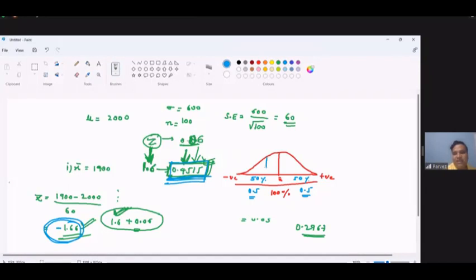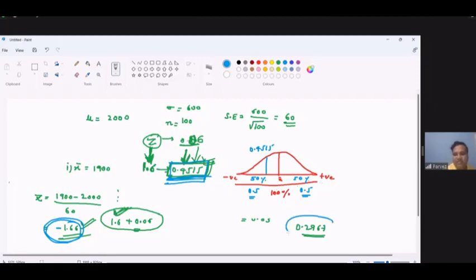0.4515. So somewhere on the negative side it will come. Somewhere on the negative side only it will come, no? 0.4515, because it's in the negative. Is it clear? Yes. Achha.